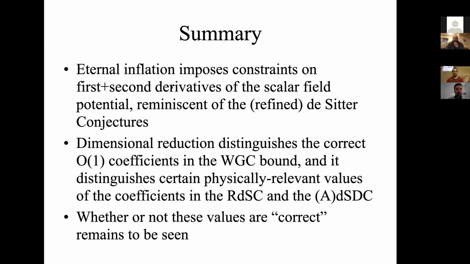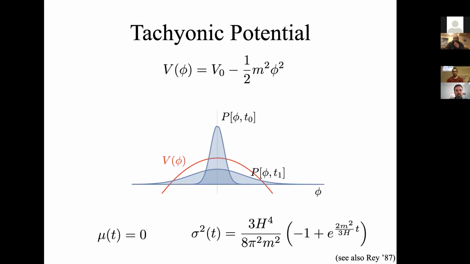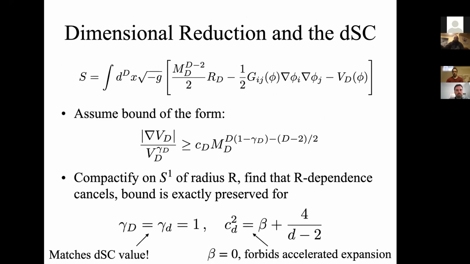Hi. Thank you very much, Tom, for the nice talk and nice results. I was not sure I understood your point about beta being equal to 0 because of forbidding the accelerated expansion. I would think that any positive coefficient on the right of the inequality would forbid accelerated expansion. I'm not sure why you should fix beta equal to 0.